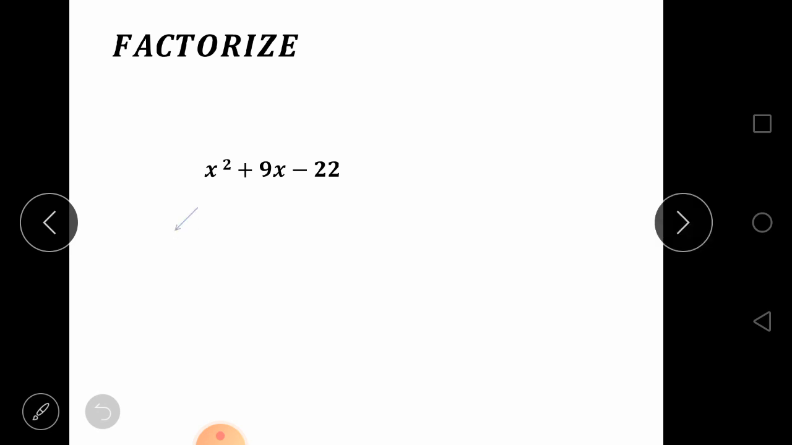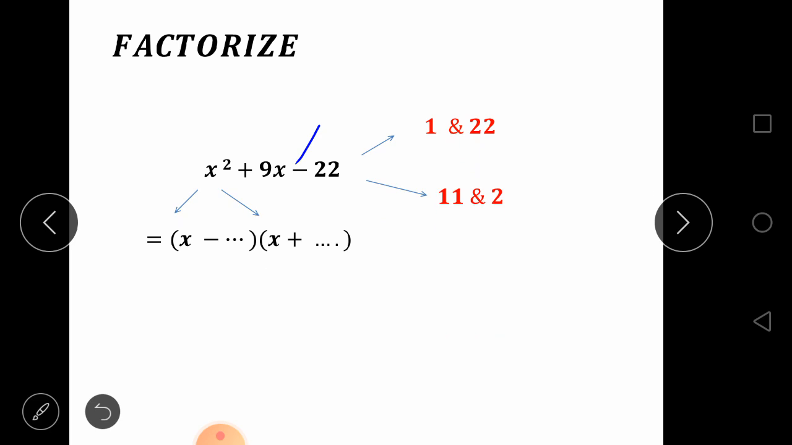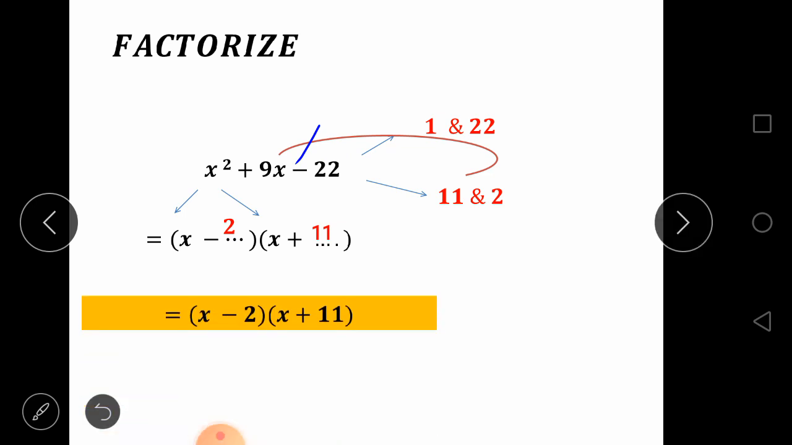First, we factorize x squared, which is x and x. And here we have this negative, which gives me the sense that the signs are different. Okay, the signs are different. And then we are going to factorize 22, which is factorized into either 1 and 22 or 11 and 2. So the difference between them must be 9. So this is the one. It's 2 and 11. So the answer is x minus 2 and x plus 11.